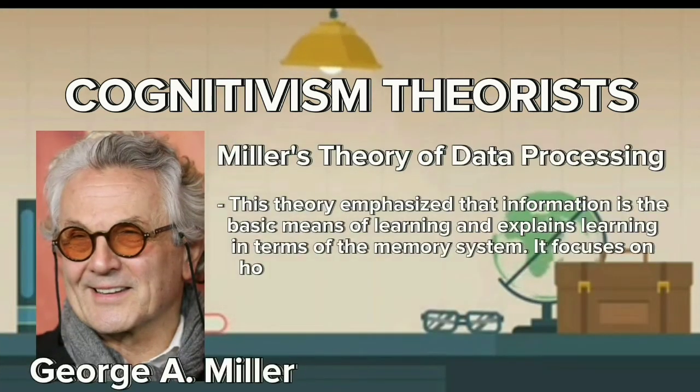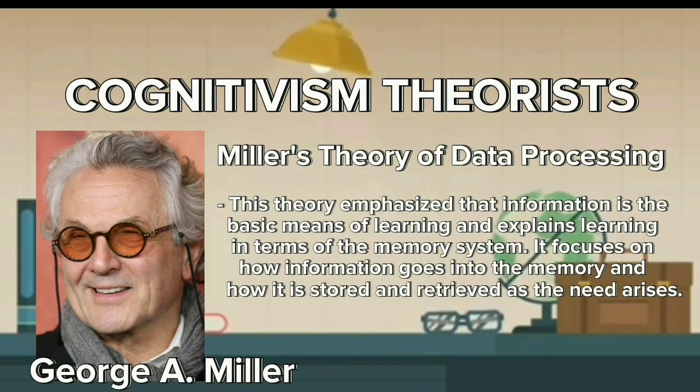George A. Miller's theory of data processing. This theory emphasized that information is the basic means of learning and explains learning in terms of the memory system. It focuses on how information goes into the memory and how it is stored and retrieved as the need arises.